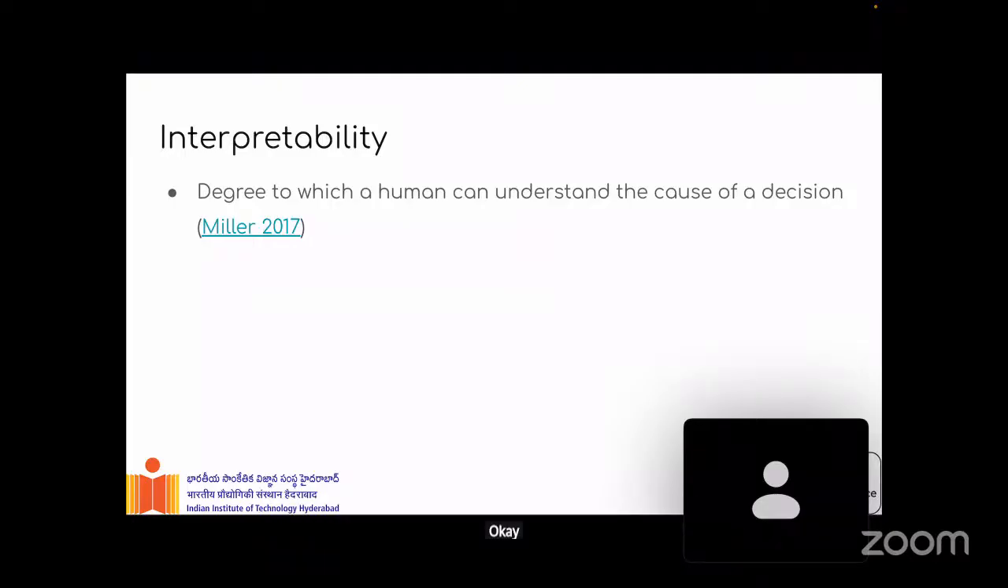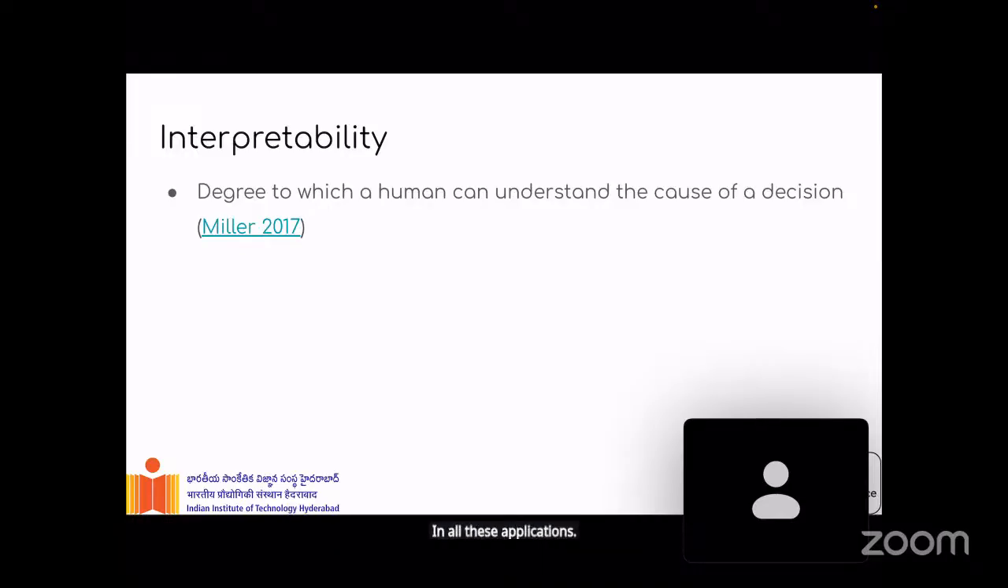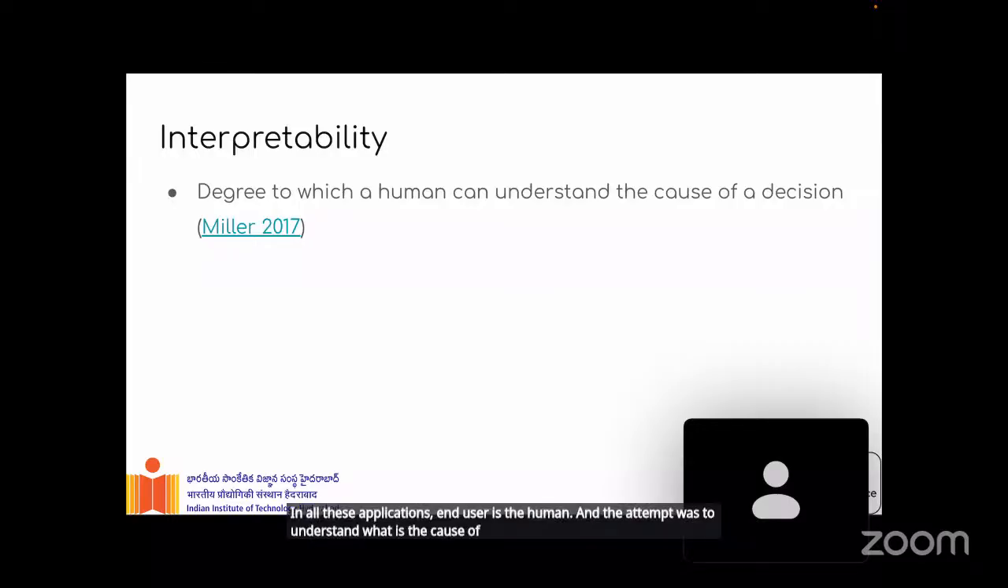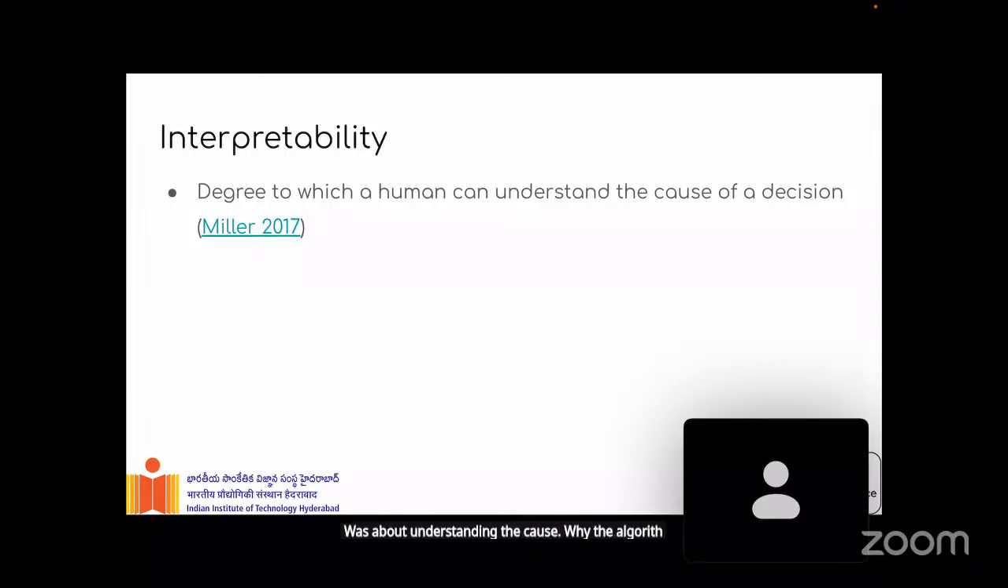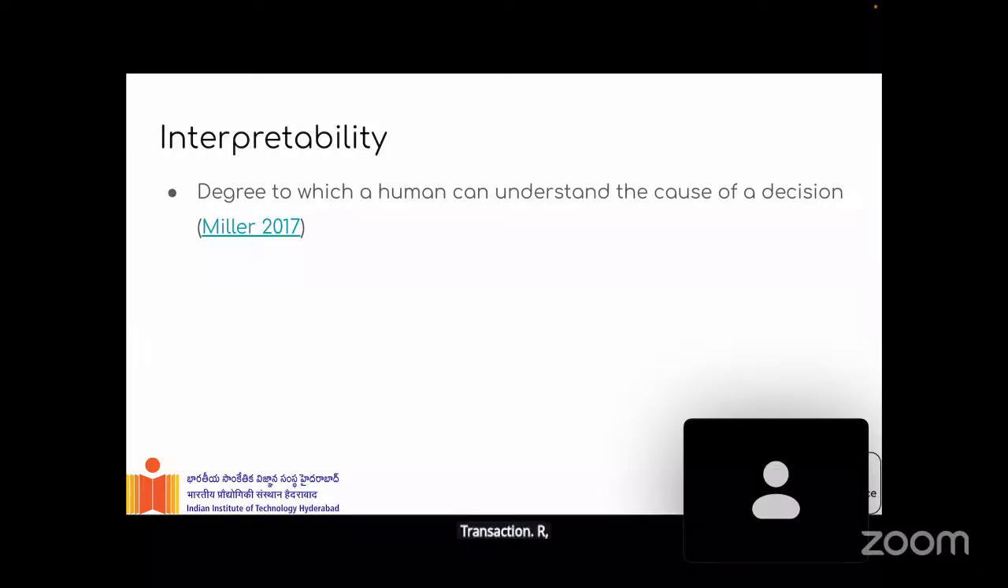If an algorithm is very easy for a human to understand, in the sense that they can understand the cause of a decision. For example, in all the example applications that I have shown, the end user is the human, and the attempt was to understand the cause of a decision. The very first question about the fraudulent transaction was about understanding why the algorithm, or why a human, thinks it is a fraudulent transaction, or why it is not. If a model is easy for understanding this, then we say it is very interpretable.